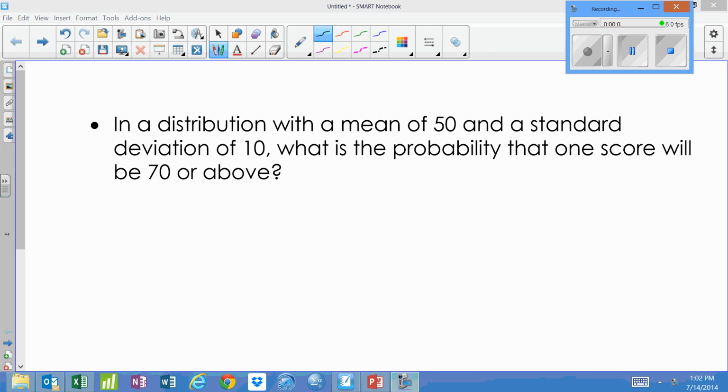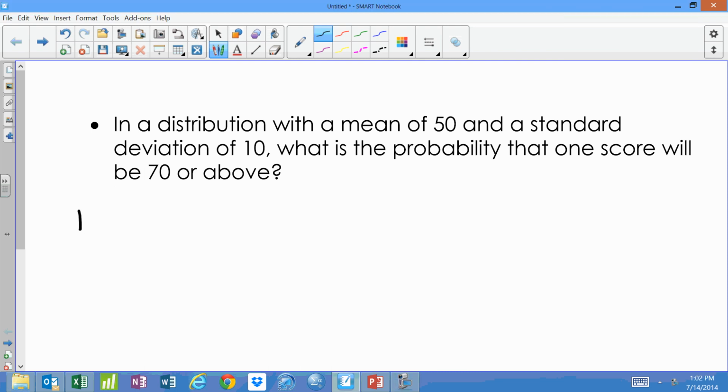Let's walk through our standardizing formula here. Technically, I would do this in about 4 steps, and I'll walk you through those 4 steps, which hopefully will help you figure it out. So your first step would just be to write out everything that you know.